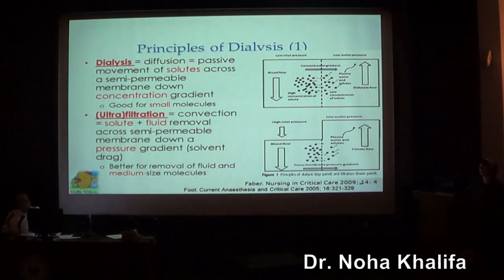Just to go briefly over the principles of dialysis, dialysis is basically passive diffusion of solutes according to a concentration gradient, and so obviously this is much better for small molecules. Whereas ultrafiltration depends on convection for removal of both solutes and fluid across a pressure gradient, not a concentration gradient, and so this is better for medium-sized molecules.